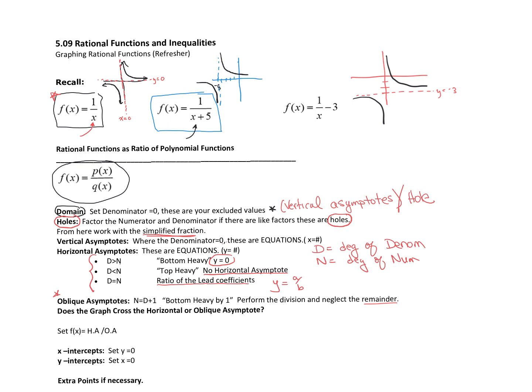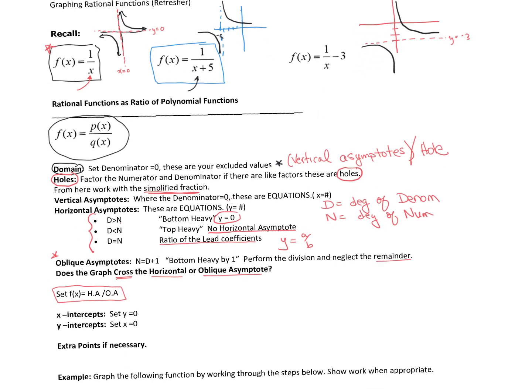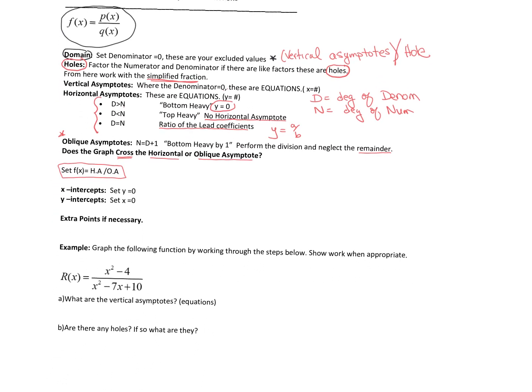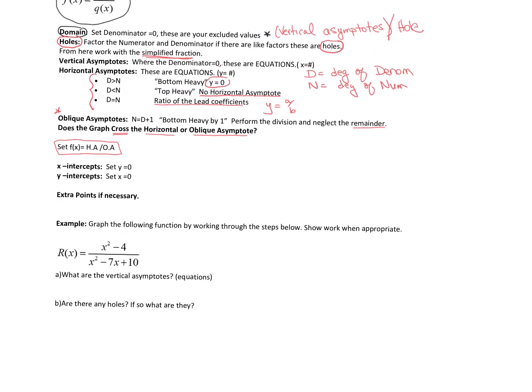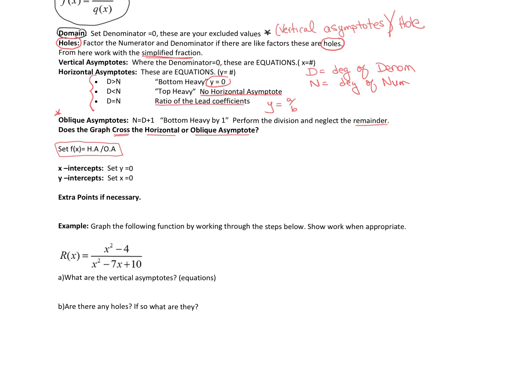If we want to find out if it's going to cross an asymptote, when we have a horizontal or oblique asymptote, we're just going to set the function equal to those and solve and see if it does, in fact, cross. And if we want to find an x-intercept, as always, we're just going to set y equal to 0, and to find the y-intercept, we're going to let x equal 0. And then if we need to, we'll plot some extra points. So I know that's a quick refresher. Let's just do a couple of quick examples.